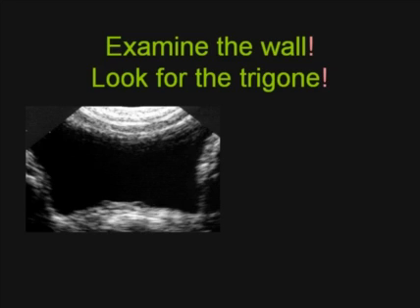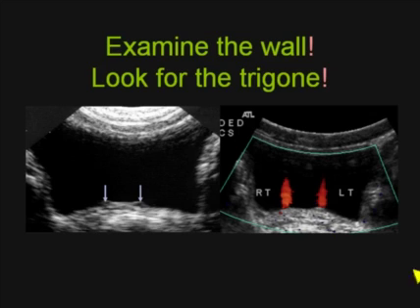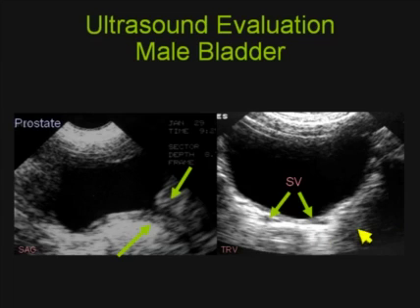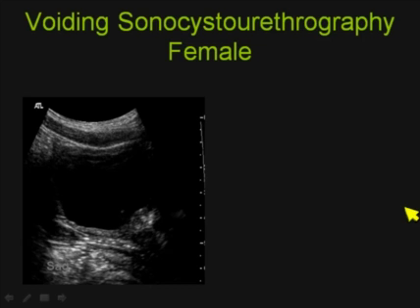Always examine the wall. Look to see if it's smooth, if it's thicker than it should be, and always look for the trigone, which we can see here on the right and here on the left, and we can confirm that with color Doppler to see the jets. The urethra can be easily seen by using a suprapubic approach and angling down into the inferior aspect of the pelvis. In a little boy, we'll see some of the prostate around the urethra, and in the transverse view of the bladder, we can see this very slender bow tie hypoechoic area that represents the seminal vesicles.